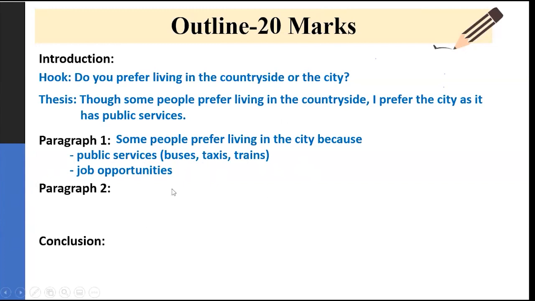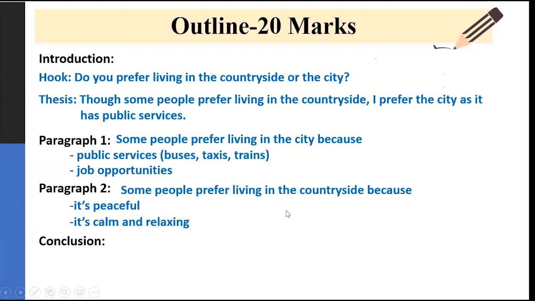فبالفقرة الأولى بتكلم عن السيتي، والفقرة الثانية بتكلم عن الcountryside. نحط topic sentence نفسها بس بغير السيتي وحط بدالها countryside. Some people prefer living in the countryside because, and I put 2 ideas in bullet points. It's peaceful and it's calm and relaxing.